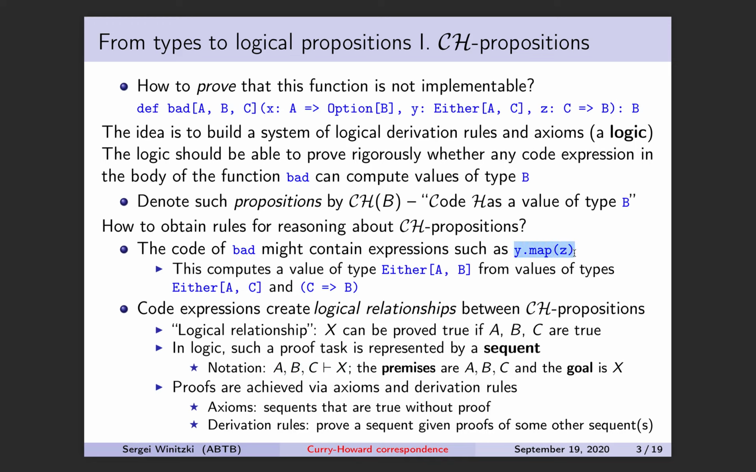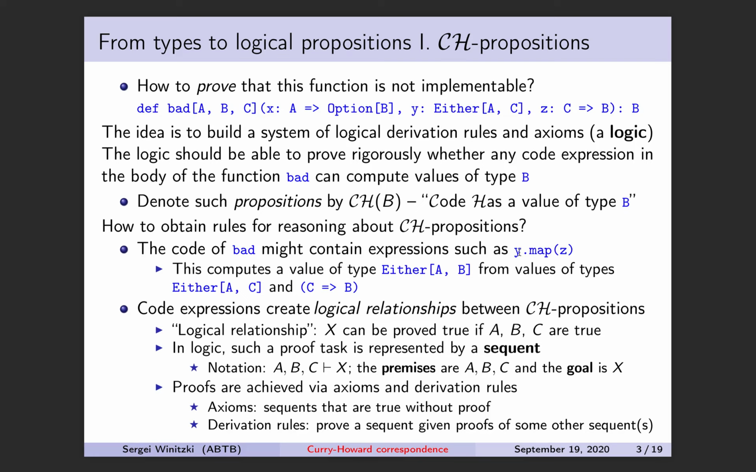Now, clearly, each expression of this kind means that you already have values y and z of certain types, say of this type and of this type. And then, by just writing this expression, you have constructed a value of type Either A B. So this expression itself can be seen as a proof of the sequent that CH of Either A B follows from CH of Either A C and CH of C to B. And so this is the way that we will logically prove such things.